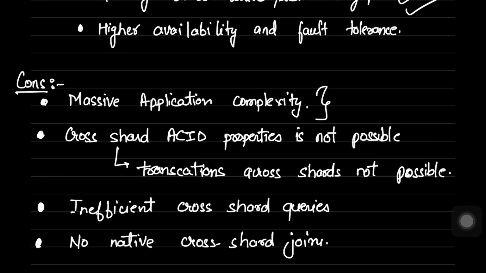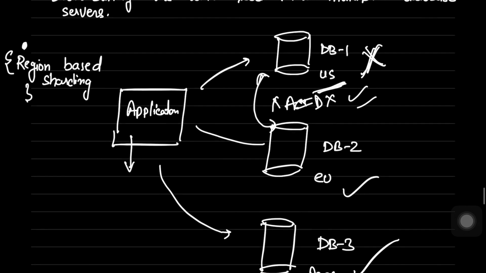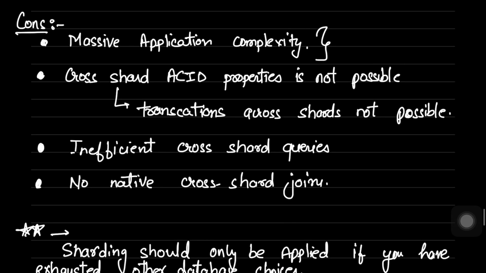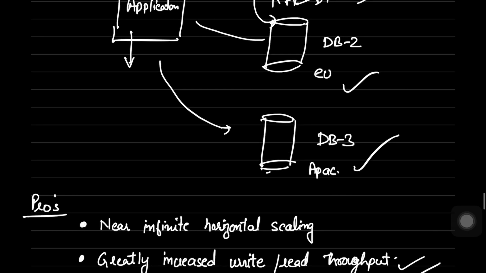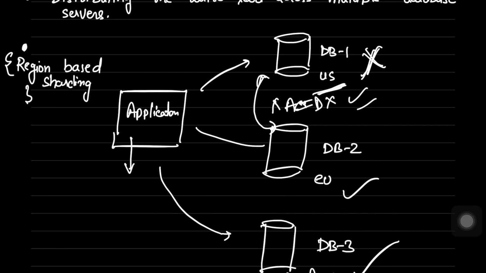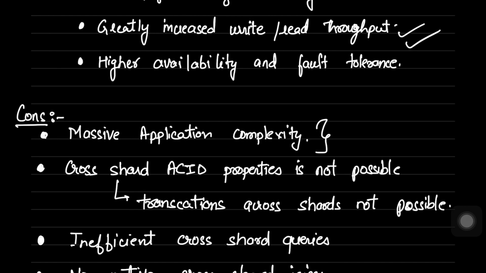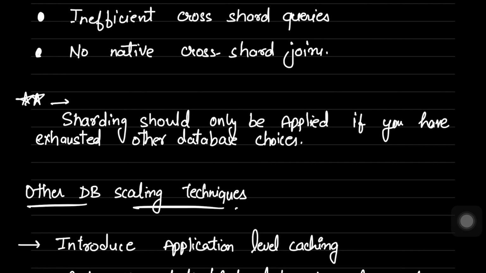Cons are, as we discussed, if there is a query which is going to both the shards, it is not ACID compliant, because these are two different physical database servers. The cross shard queries will also be inefficient. And if you want to join data between those, that's also not possible. So it comes with a lot of cons. That's why sharding is really a complex thing to do, and you should only do it if you have exhausted all other options before sharding. So as I said, sharding should only be applied if you have exhausted all other database choices.